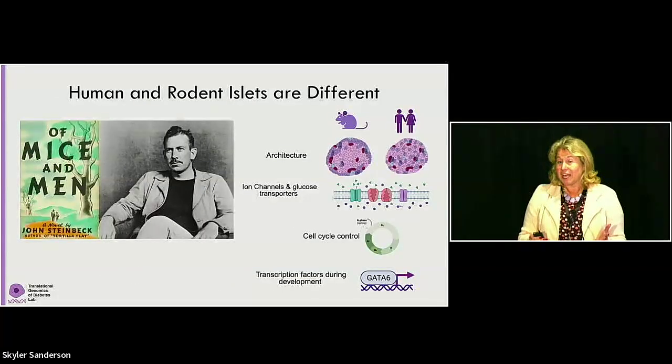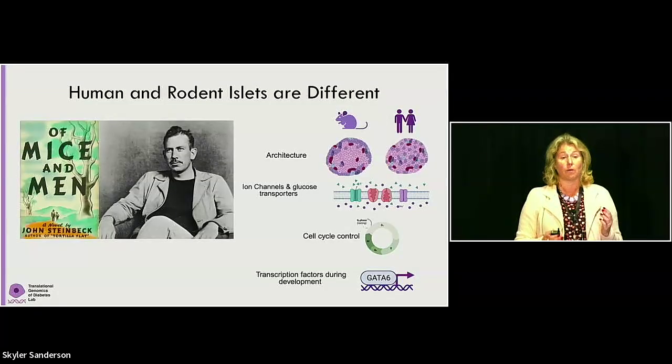So I think we've already heard a little bit at this meeting about the fact that over the last 20 years or so, as we've had increased access to human primary islet tissue, we've really begun to appreciate that there are substantial differences in the composition and workings of a rodent and a human islet. And this is really important as we try to translate human genetic discoveries into human mechanisms of diabetes.